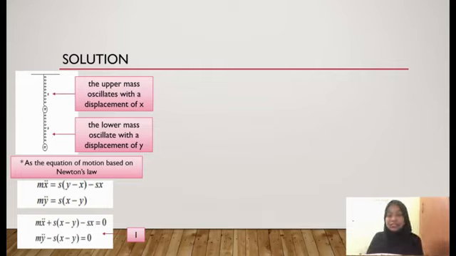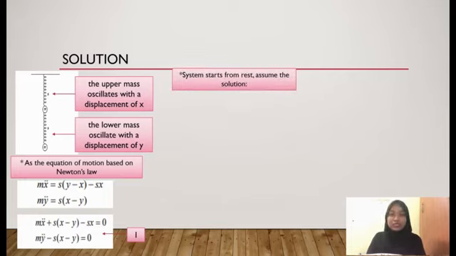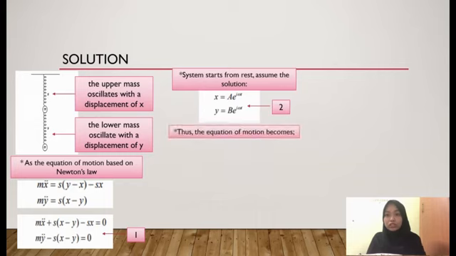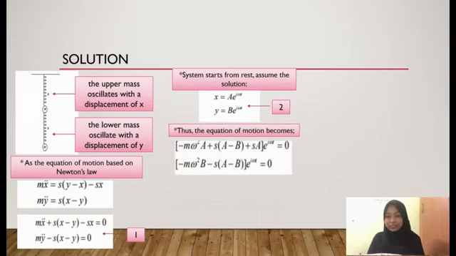Next, suppose the system starts from rest and oscillates in only one of its normal modes of frequency. We may assume the solutions as x equals a times exponential i omega t, and also y equals b times exponential i omega t, where a and b are the displacement amplitudes of x and y at frequency omega. We note these equations as formula 2. Using this solution, we insert formula 2 in formula 1. So the new equations of motion will become like this.